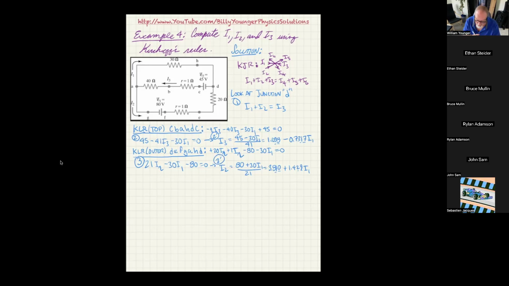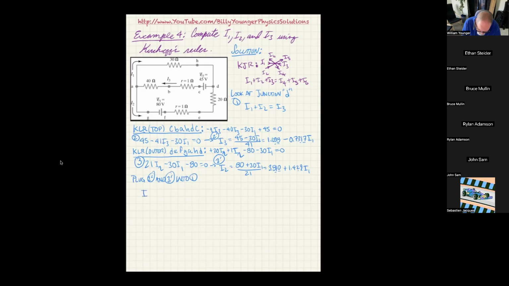Now, what I'm going to do is plug 2 prime and 3 prime into equation 1. The reason why we do that is my 2 prime and 3 prime are only functions of I1. So if I plug it in for I2 and I3, I'm just going to have one equation with one unknown, and I can go ahead and solve for I1. And then I can use these other expressions to solve for I2 and I3.